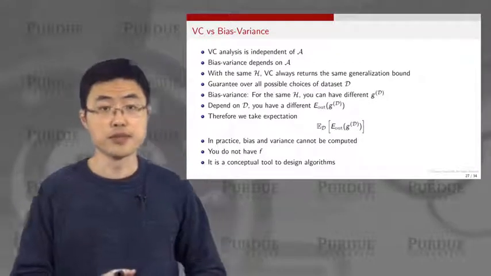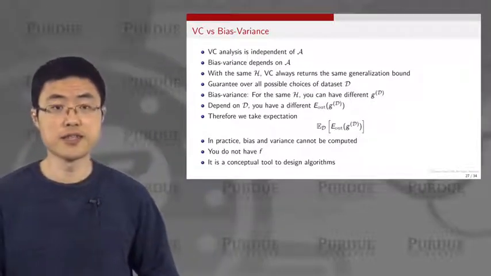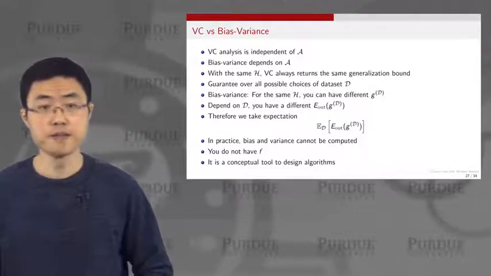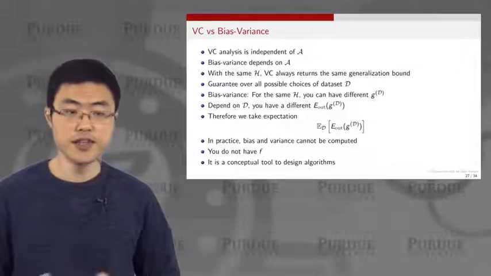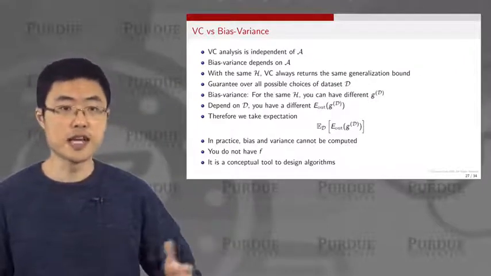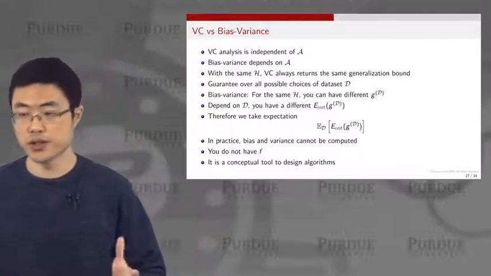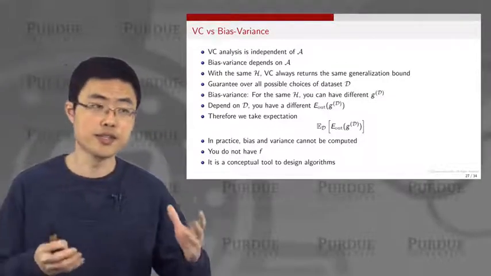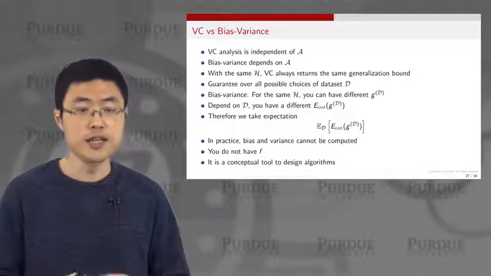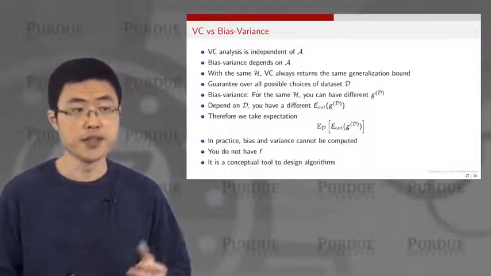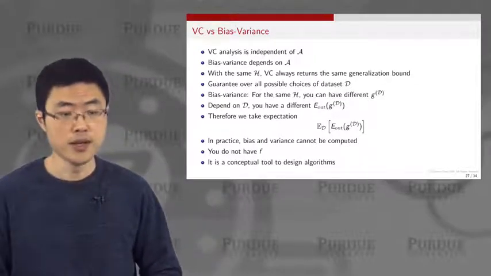Now, in practice, you may ask whether VC dimension or bias and variance is preferred for analysis. The answer is that both have limitations. For VC analysis, calculating the VC dimension could be one difficulty. We also understand that the generalization bound itself is not a very tight bound, and so the estimate that you provide is not a very accurate estimate.